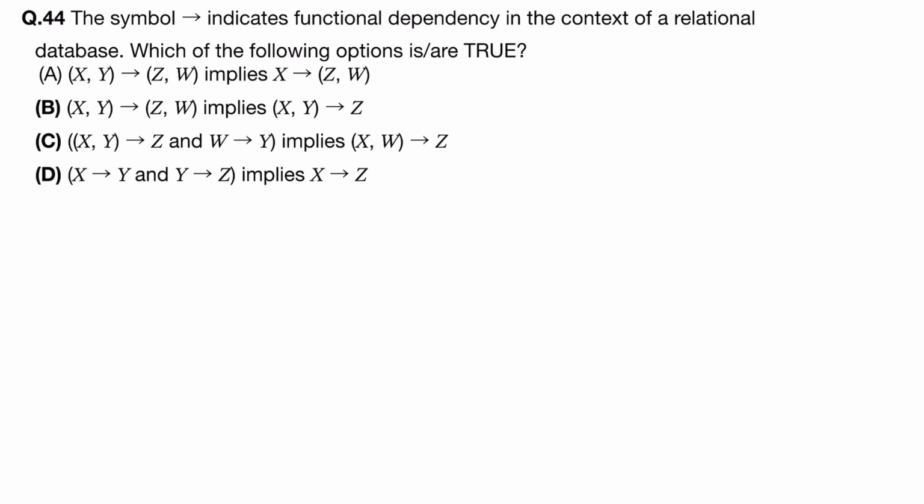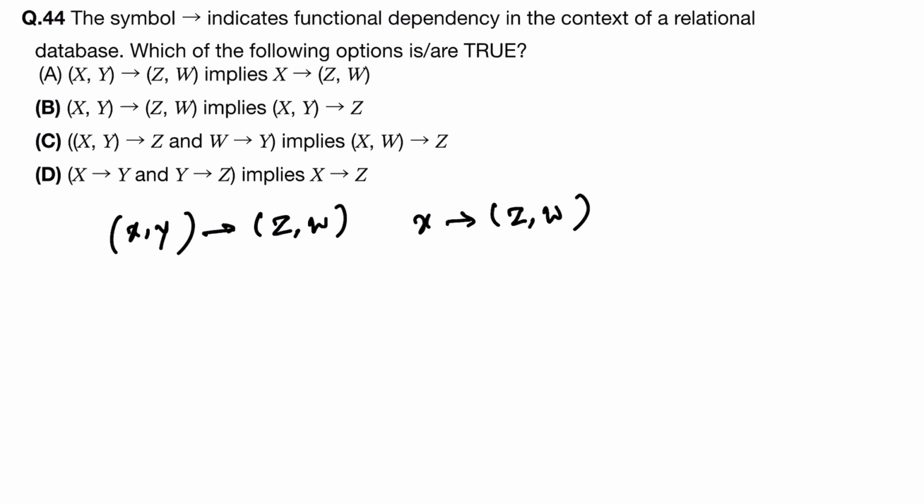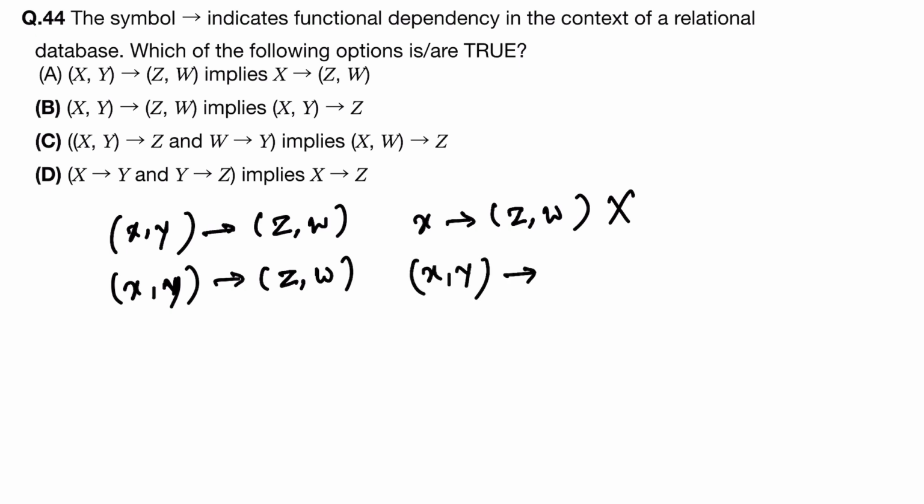So see the first option, XY implies ZW, then it is telling X to ZW. Actually here from XY we are going to ZW, so we can't go from X to ZW, this is false. Next option is XY to ZW, then it is telling XY to Z, this is true. Why? Because from XY we are going to Z and W both, so we can go to Z also.